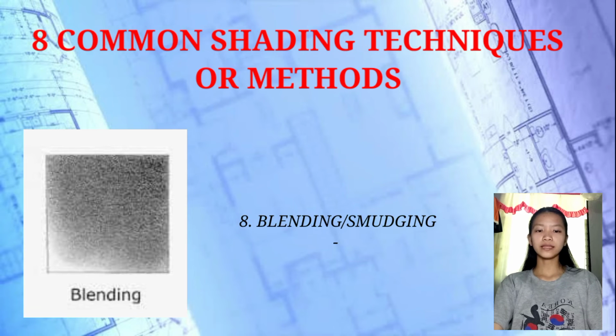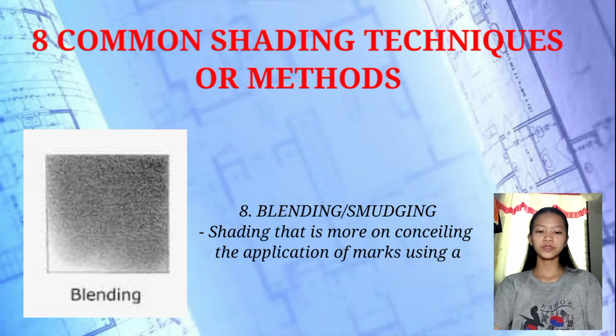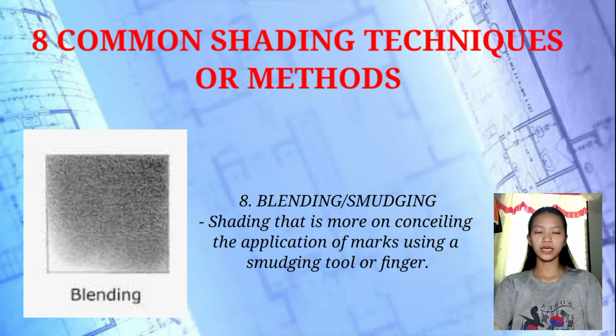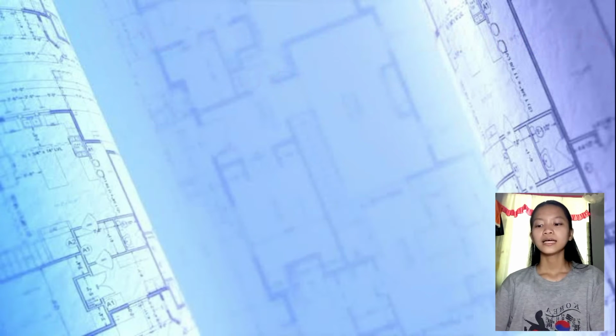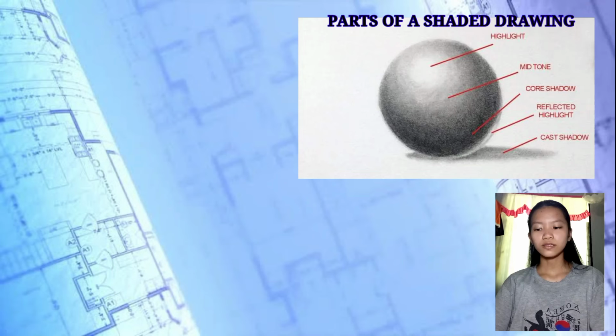Number 8 is blending or smudging. It is a method that focuses less on specific mark making and more on concealing the application of marks by either applying them seamlessly or by rubbing in the media using a finger or smudging tool. So now that you know the methods of shading, now let's talk about the parts of a shaded drawing.